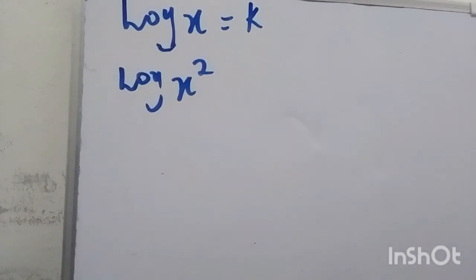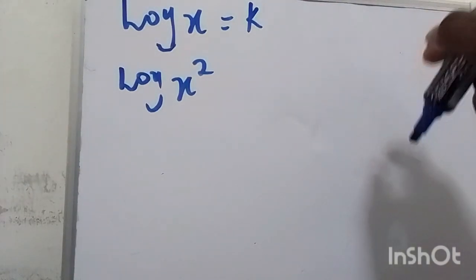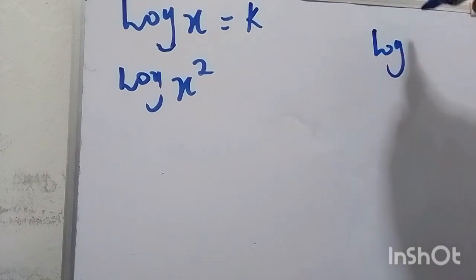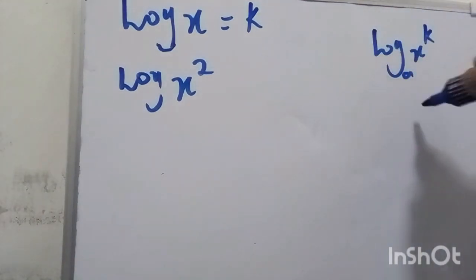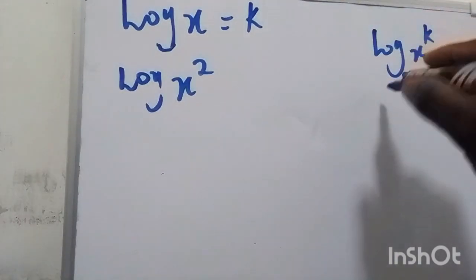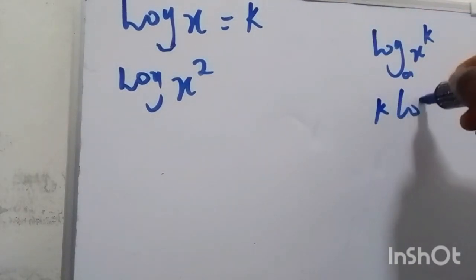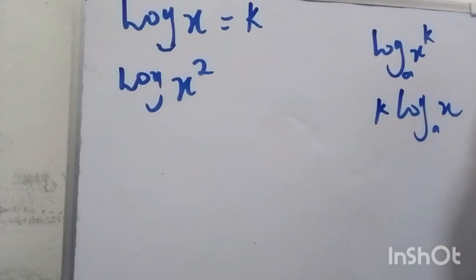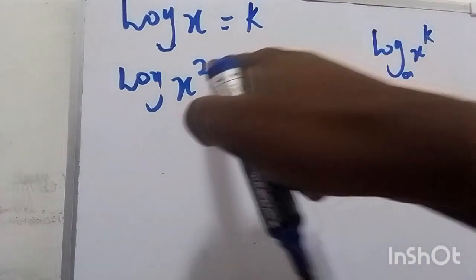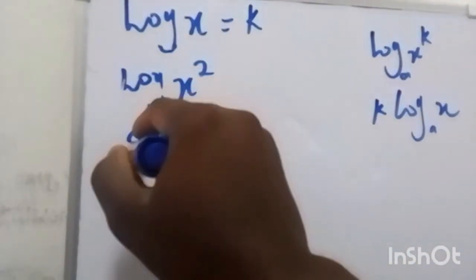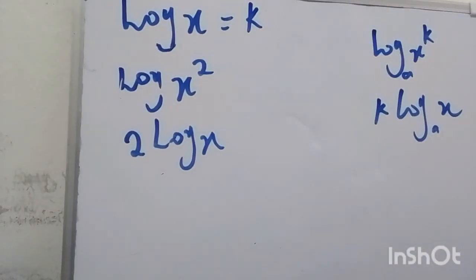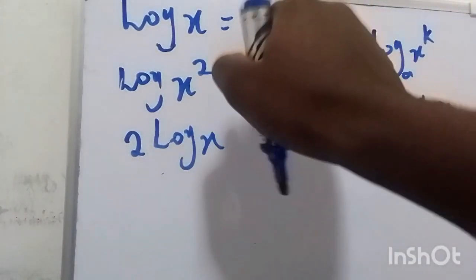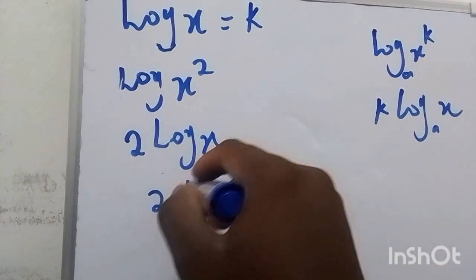I believe you will be able to solve this question using the same formula that says log of x power k base a is the same as bringing the k to the back, which gives us k log base a of x. So the same thing, 2 moves to the back, 2 log x. Can you see that? So what is log x? Which is k. So the answer is 2k.